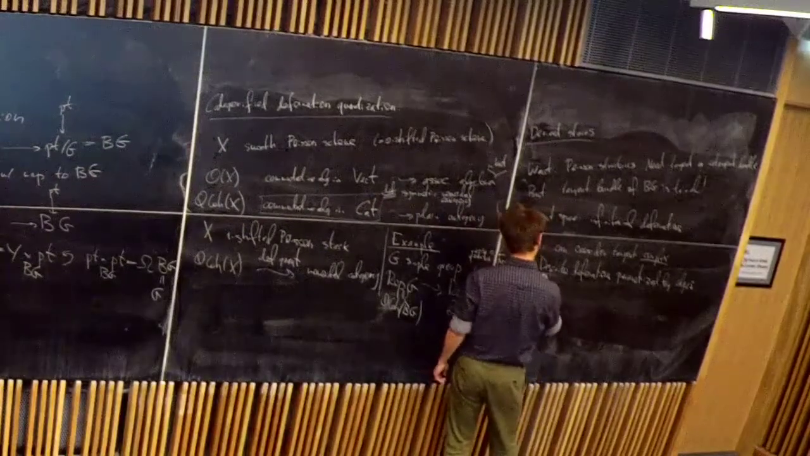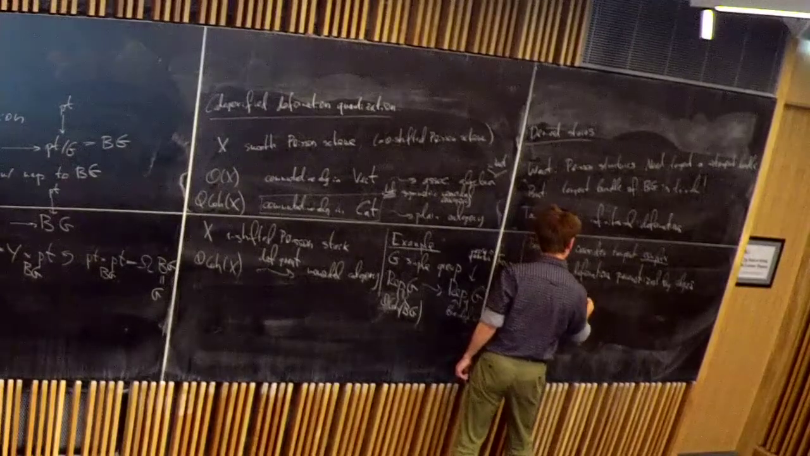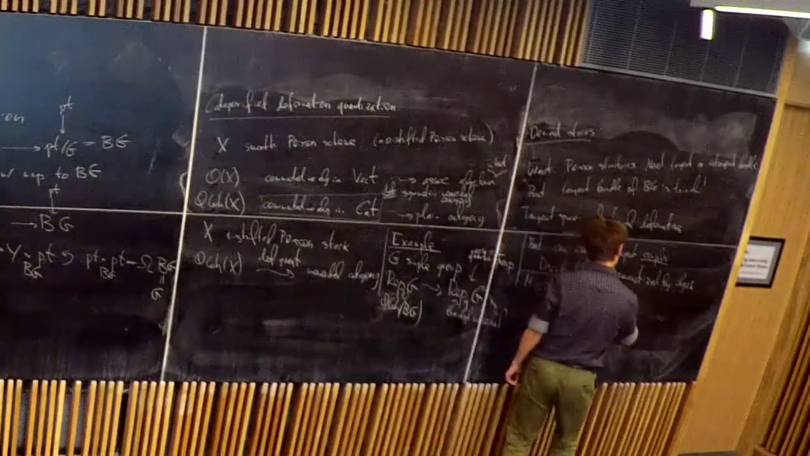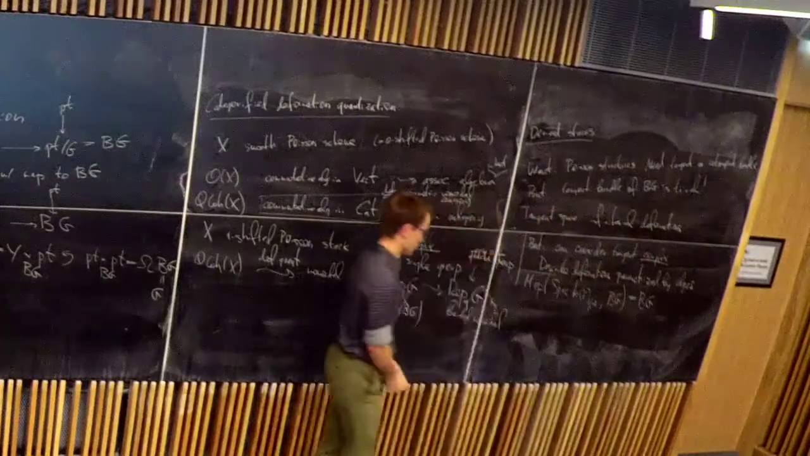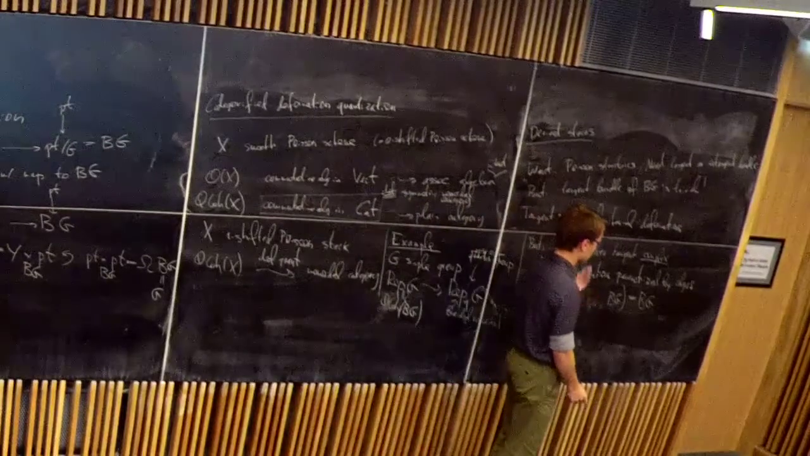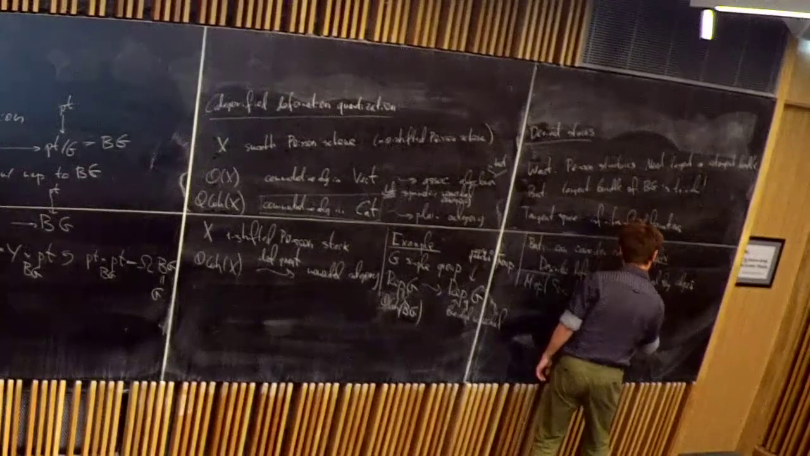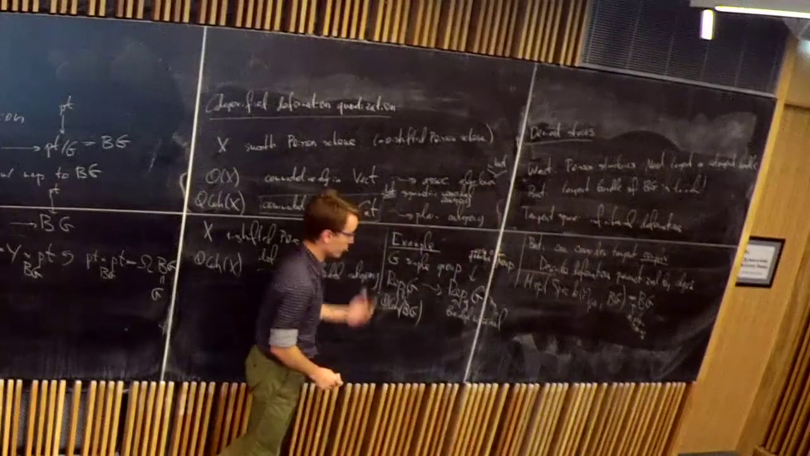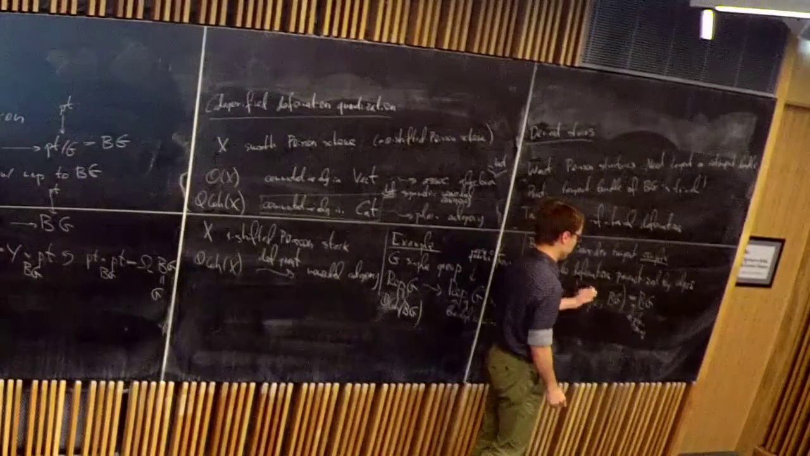So you can look at a mapping stack from the spec of the dual numbers into VG, and this is VG, which you can use as a plain stack. But if you use a derived stack, or if you allow yourself to play with this epsilon, then this is going to be something.